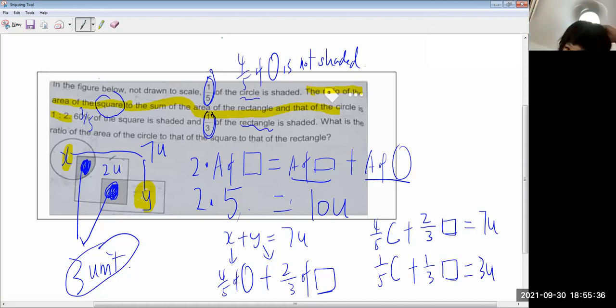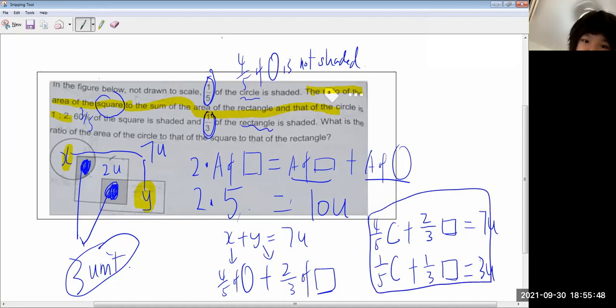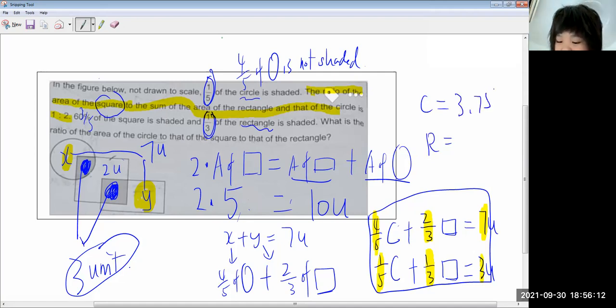Yeah, good. So this is a simultaneous equation. So you key in 4/5, 2/3, and 7. And then you key in 1/5, 1/3, and 3 into your calculator. Then you will get your C, and then you get your rectangle. So X is 3.75, and Y is 6.75. Okay, good. So this is all in U.